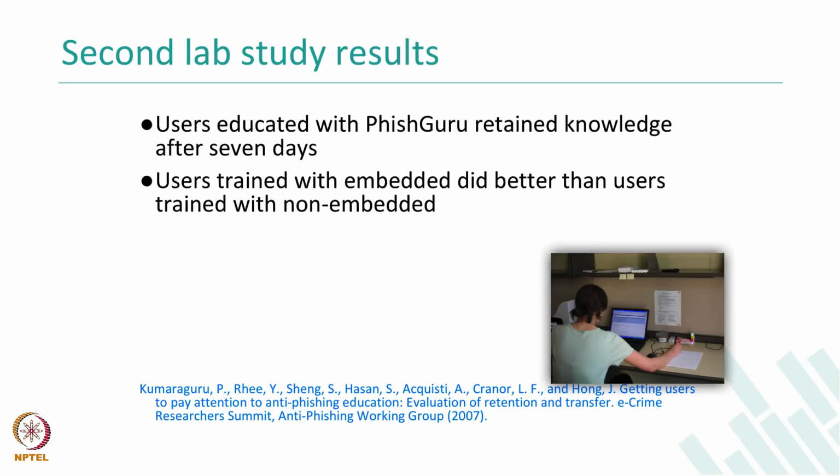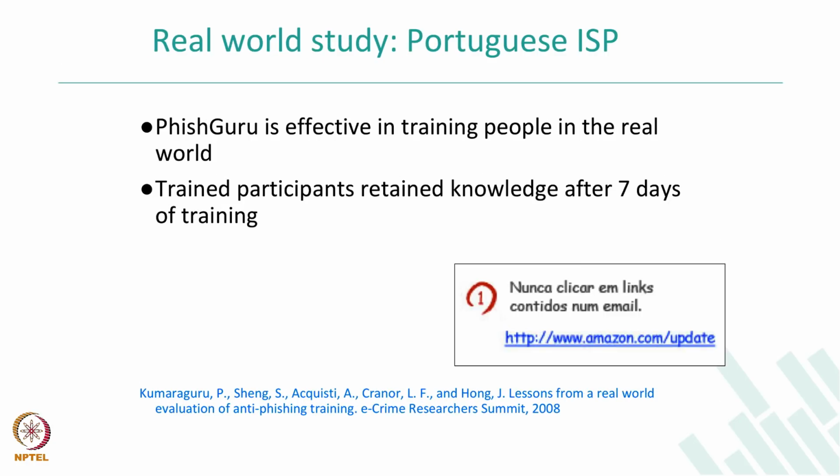Users trained with embedded training did better than users trained with non-embedded training, which I think we proved even in study one. The next study that we did was interesting because it was done in the real world for the first time, where we partnered with a Portuguese ISP, and the ISP was ready to send these kinds of PhishGuru emails to their employees, and we wanted to study how the employees behave with these kinds of emails. So this was the introduction to taking the study, which was done mostly in the lab, to an actual real world experiment.